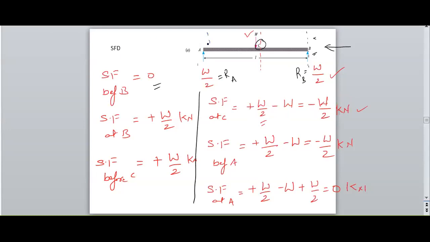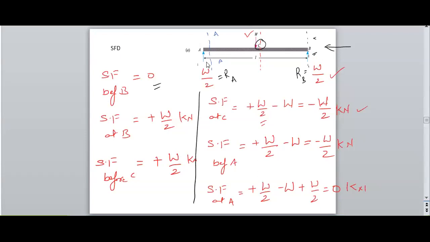Next, before A, I need to shift the next point. So the section is before A now. Therefore, we have only two forces on my right hand side of my section. Therefore, it is nothing but W by 2, a positive value which is moving upward direction, and a minus W which is moving downward direction due to this external load. Therefore, again we are getting the same value, minus W by 2 kilonewton.